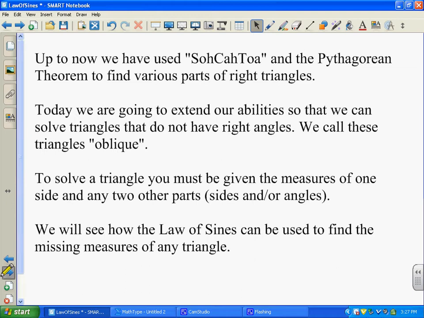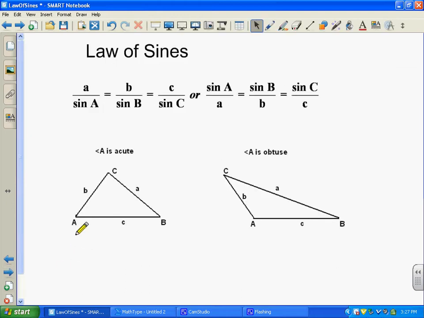We're now going to see how the law of sines can be used to find the missing measures of any triangle. Here we have the law of sines, and you'll notice that it's expressed in two forms. The first form has the measure of the side in the numerator and the sine of the angle in the denominator. The other form has the sine of the angle on the top and the measure of the side on the bottom. It really doesn't matter. You can use either form.